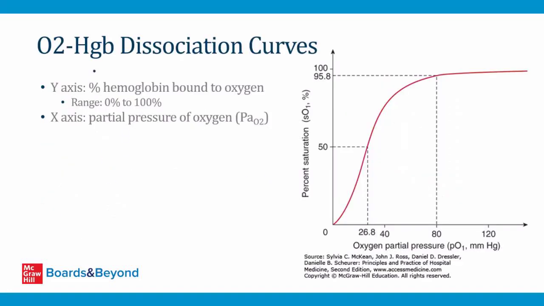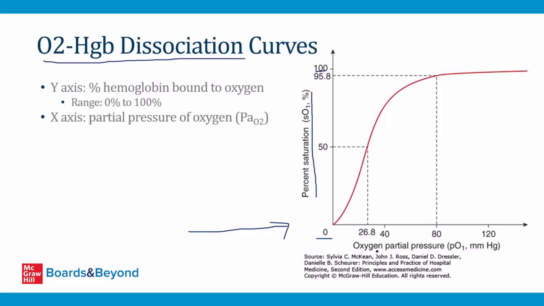Okay, so now that we've gone through all that, we can talk about oxygen-hemoglobin dissociation curves. This is an example of an oxygen-hemoglobin dissociation curve shown on the screen here. The y-axis is the percent saturation of hemoglobin. It ranges from 0%, meaning no hemoglobin is bound to oxygen, all the way up to 100%, meaning every hemoglobin molecule has four oxygens bound to it.